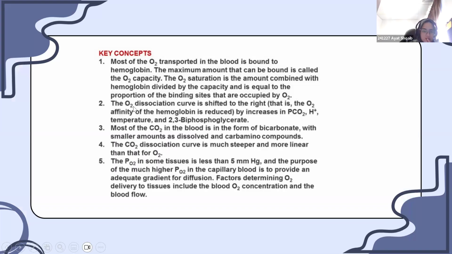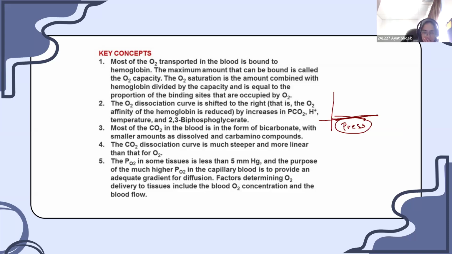Sorry. Okay. So here, the O2 dissociation curve is shifted to the right. That is, the O2 affinity of the hemoglobin is reduced. So this was our curve. This was our pressure. Okay. The pressure in all of the curves is on the x-axis, by the way. Only the saturation and the concentration keeps changing. Okay, sometimes it's concentration, sometimes it's saturation. So keep that in mind.